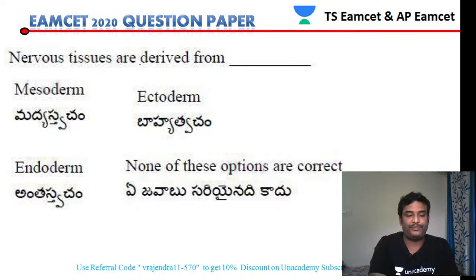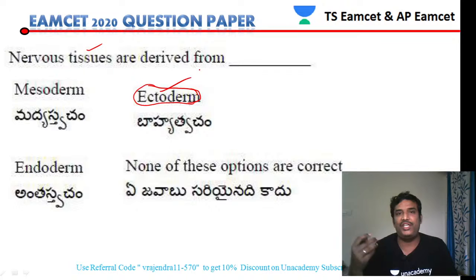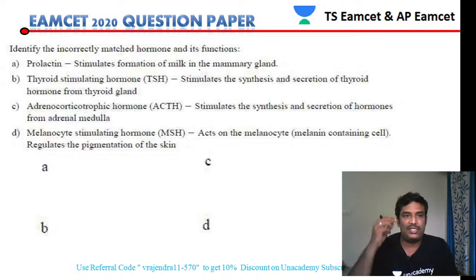Next question. Nervous tissue is derived from which part? Nervous tissue is derived from the ectoderm. We have three germinal layers, that is ectoderm, endoderm and mesoderm. From these layers, nervous tissue originates from the ectoderm. So that is the reason the answer is ectoderm.